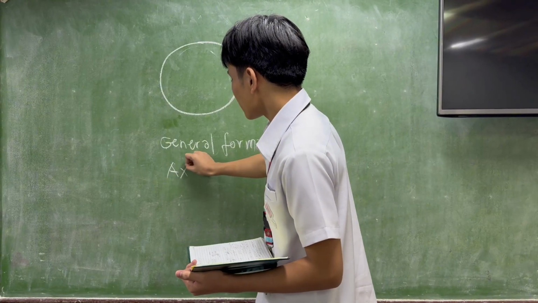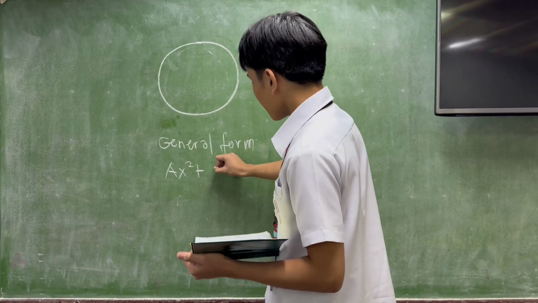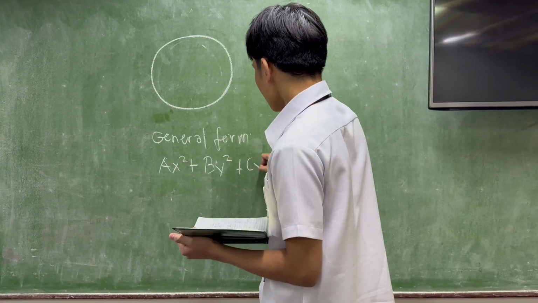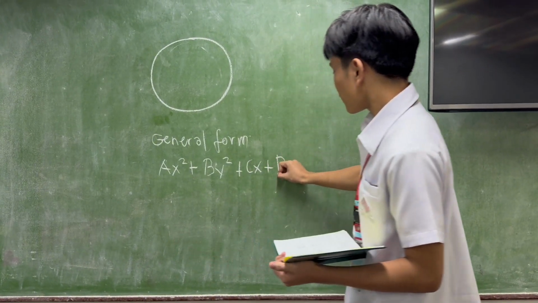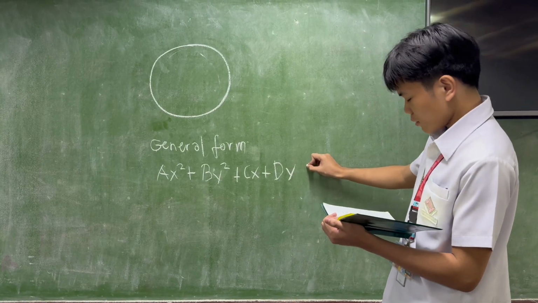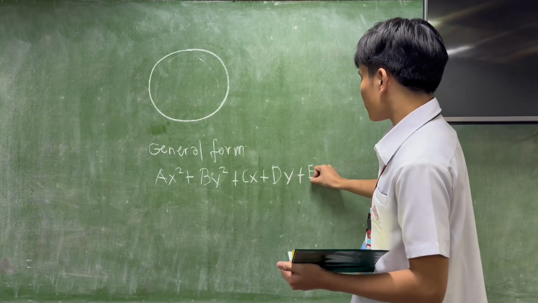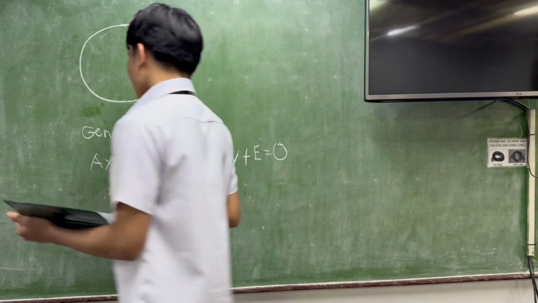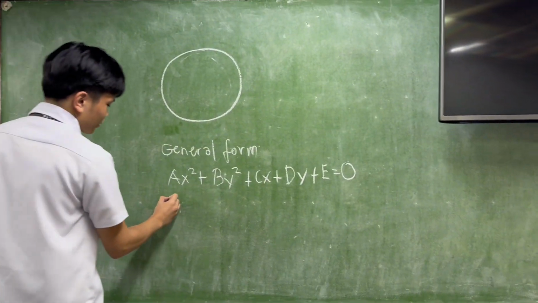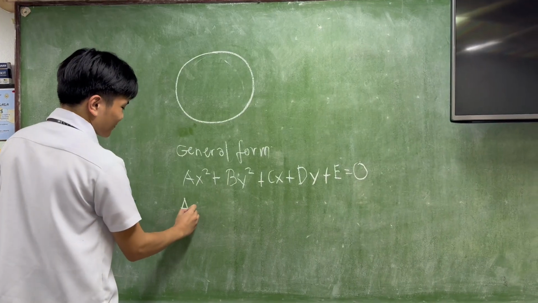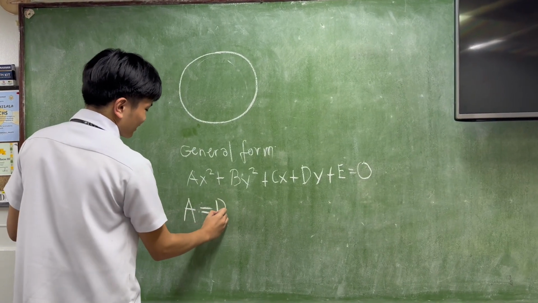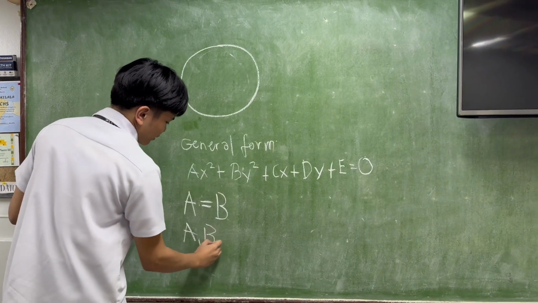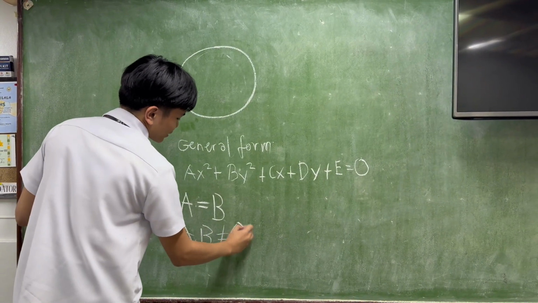Ax squared plus By squared plus Cx plus Dy plus E equals 0. So let's move on to the conditions. A must be equal to B, and A and B must not be equal to 0.